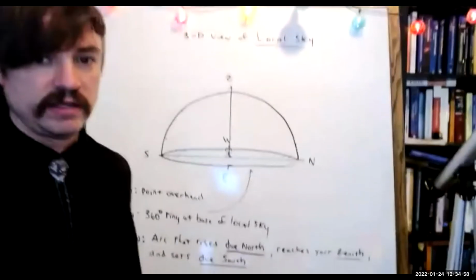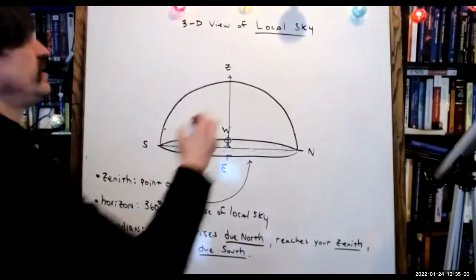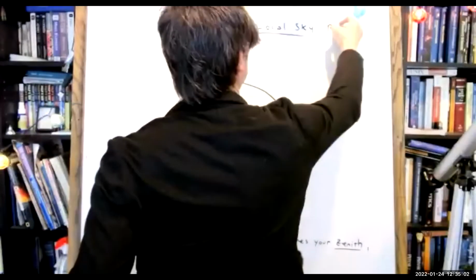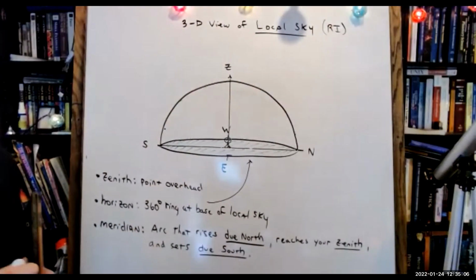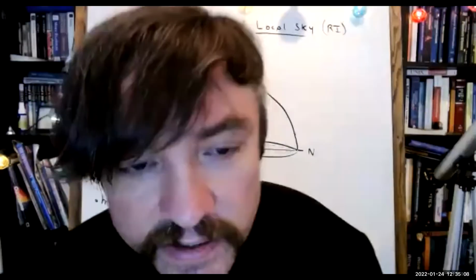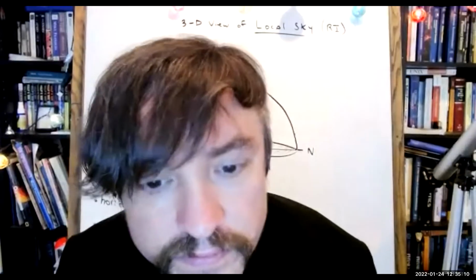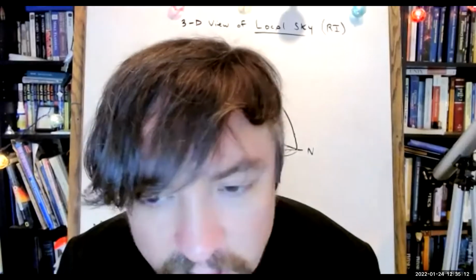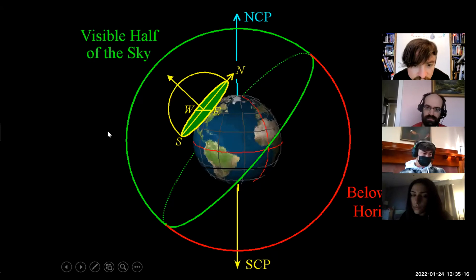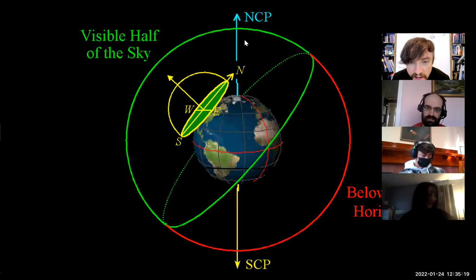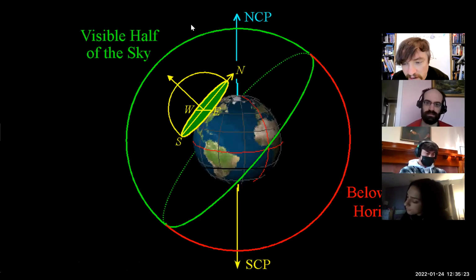Now, let's assume for a moment that the local sky is a Rhode Islander's local sky. Should I be able to see the North Celestial Pole from Rhode Island? Yes, says Daniel. And that makes good sense to me too, because in Rhode Island, we are north of the equator. Anyone north of the equator should be able to see the North Celestial Pole and Polaris.